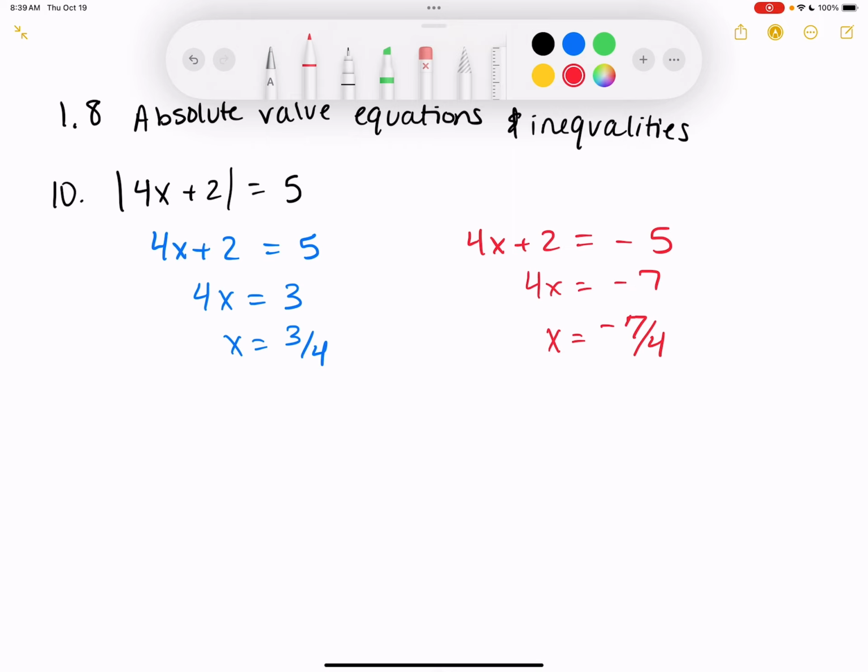Now, as far as I'm concerned, if you left it like that, that's fine as long as you show both answers. But the way that the book is going to write the answers is the way that it was in the top row of your notes, where it's a solution set of negative 7/4 and 3/4.